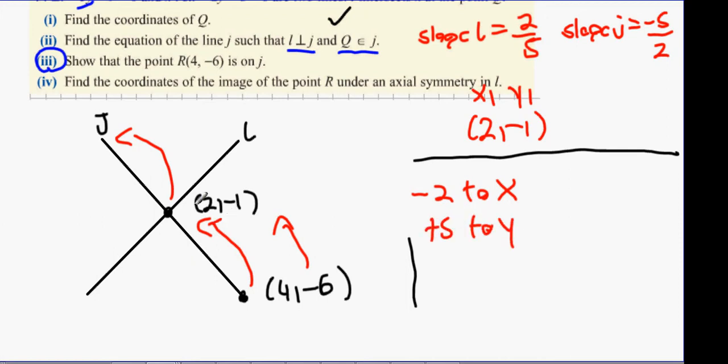Do the same thing to this point here and bring it up. So 2 minus 2 to that is going to get me 0. Add 5 onto that, (0, 4).